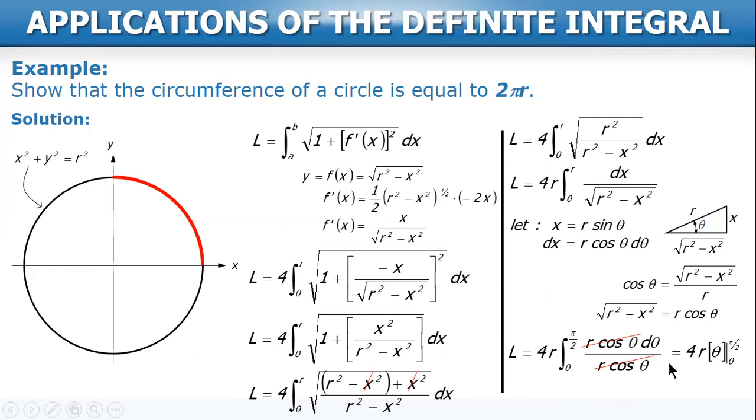So for our theta from 0 to pi over 2. So we replace theta by pi over 2 times 4r. It's 2 pi r. Okay. So you can try the other one, f prime y dy, if you want.